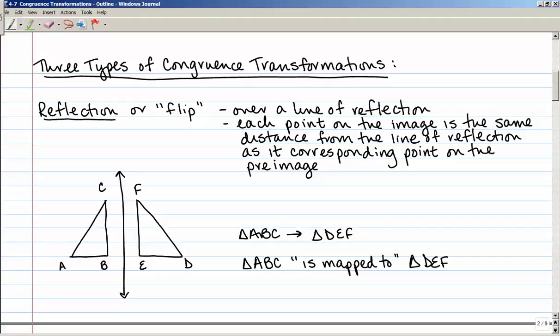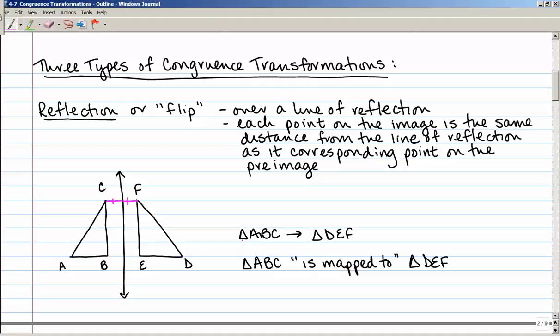The first one is called a reflection or a flip. This takes the pre-image and flips it, or reflects it, over a line of reflection. Each point on the image is the same distance from the line of reflection as its corresponding point on the pre-image. So for example, the distance from point C to the line of reflection is the same as the distance from point F to the line of reflection. The distance from A to the line of reflection is the same distance as D to the line of reflection.